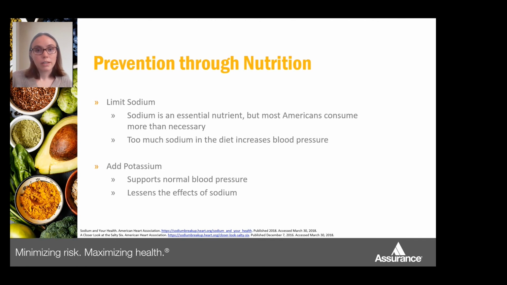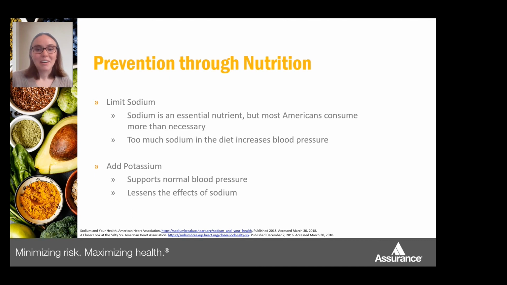Typically, the American diet provides us with more than double of what is recommended. So again, if we eat too much sodium, this can increase our blood pressure, and later down the line, this can increase our risk for heart disease. So the recommended amount, we want to stick to about 1,500 milligrams to about 2,300 milligrams of sodium per day.